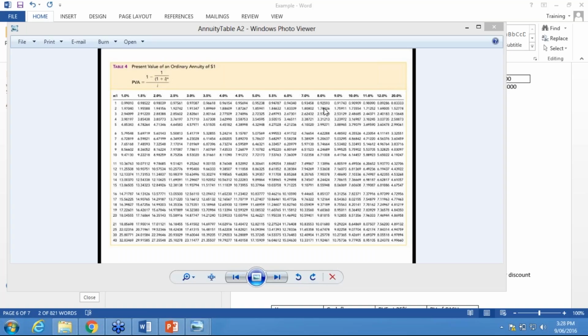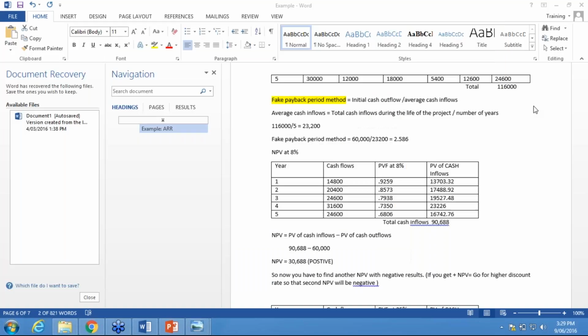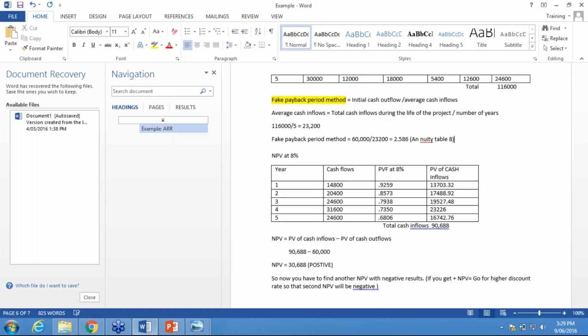What I did, actually, I just located this fake payback period in the rows, and I found this figure here, the closest one, 2.57, under the 8% rate. So now you have calculated from the A2 table, that is the annuity table, that the rate is 8%. Now what you need to do is calculate NPV at 8% first.